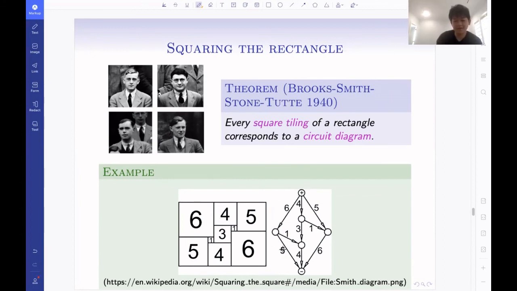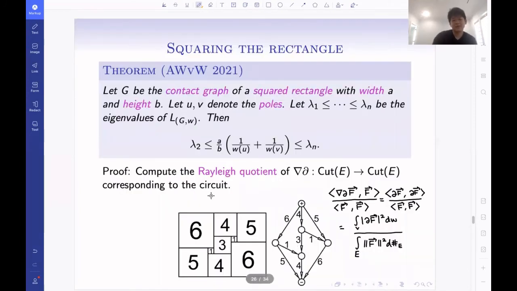Okay, and it turns out that this circuit is a conservative vector field, because if you integrate along each loop, well, it's a circuit. So by Kirchhoff's first law or second law, your integral will be 6 plus 1 minus 3 minus 4 equals 0, because you're just taking the difference in voltage, and that's always going to be 0 at a point, right? So there is a nice way to use this interesting correspondence. If G is the graph corresponding to a squared rectangle, let's say with width A and height V, and let U and V denote the poles, and lambda 1 to lambda n denote the eigenvalues of G_W, where you have any vertex weighting W. Then lambda 2 is less than or equal to this weird expression, which is less than or equal to lambda n. So how do we do this?